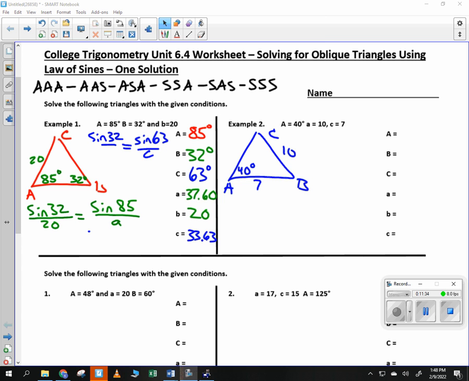Go. Okay, 5, 4, 3, 2, 1. Okay, what do you got? What makes them different? One's SAS and one is AAS. Okay, all right, thank you. Not necessarily, but good idea.